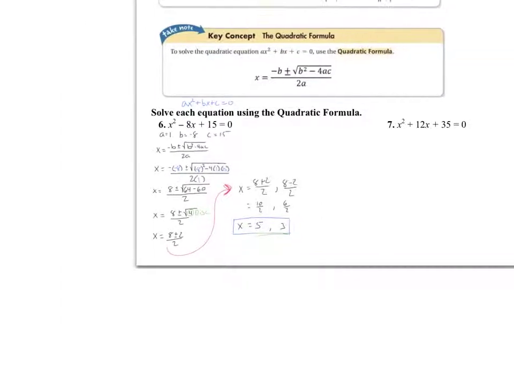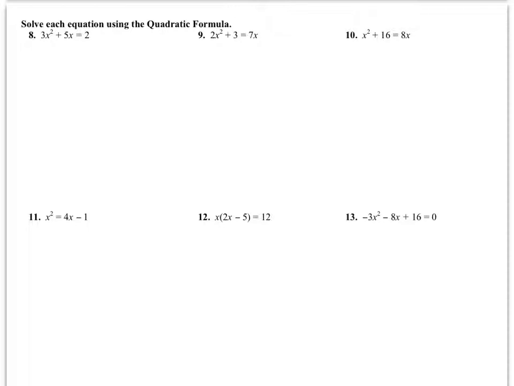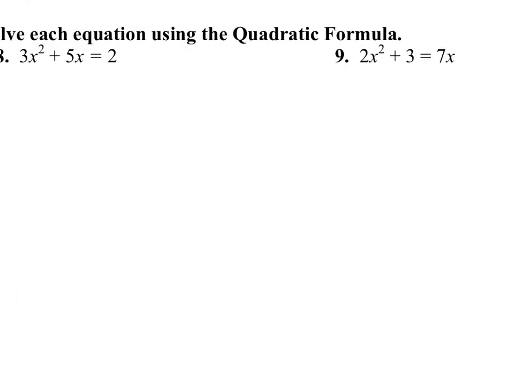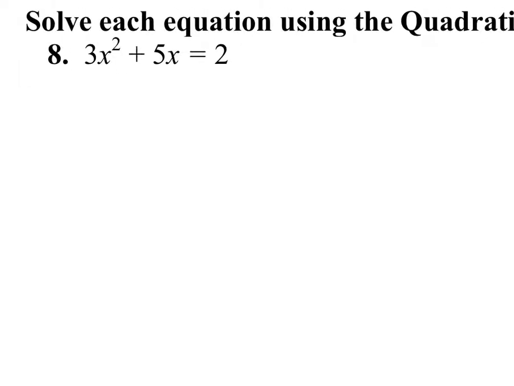Let's see here. Which one? Nah, let's not do that one. Let's go to the back side. All right. On the back side here, let's take a look at number 8. Is number 8 in standard form? No, it is not. So what do we have to do? We've got to subtract 2. All right, subtracting 2 gives us 3x squared plus 5x minus 2 equals 0.